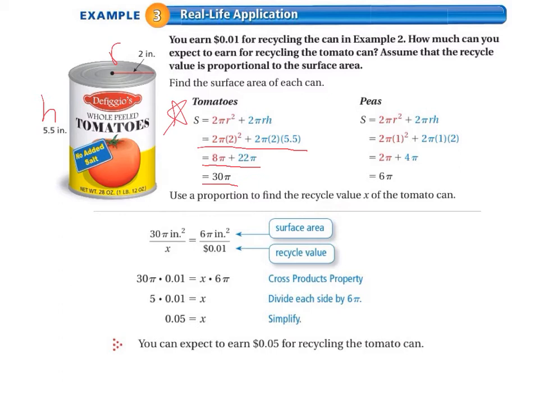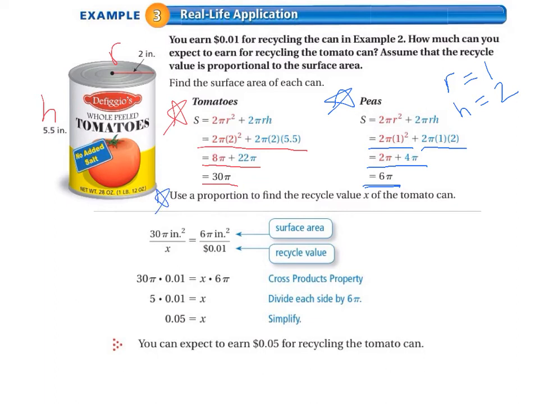Now over here, for the can of peas, again we use the same formula, but we had different numbers. We had our radius equaling 1 and our height equal 2. So when we plug those numbers in, we get 2 pi 1 squared plus 2 pi times 1 times 2. We do the math and we're left with 6 pi.